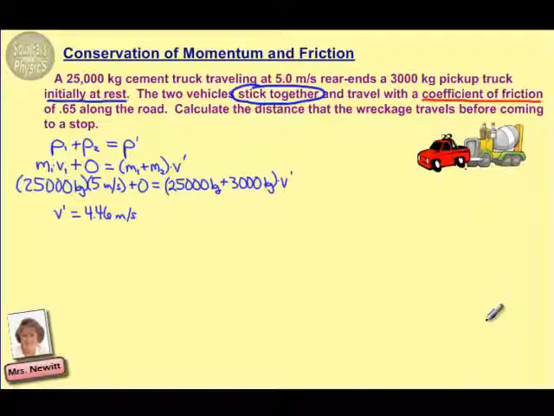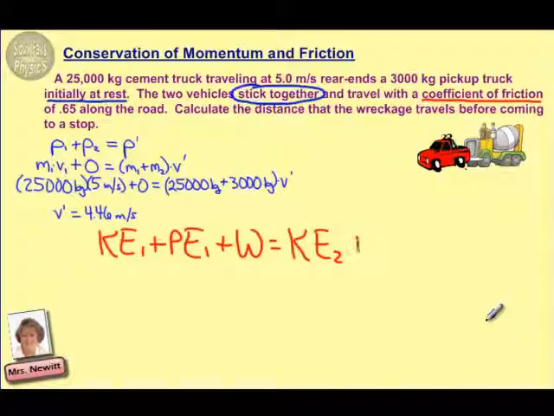So in our conservation of energy equation, we can write it this way. Initial kinetic energy plus initial potential energy. Notice that we won't have any change in potential energy for this particular problem. Plus work is equal to final kinetic energy plus final potential energy.